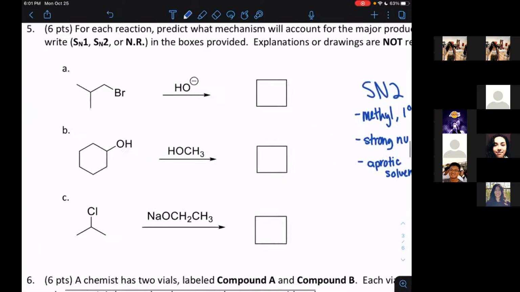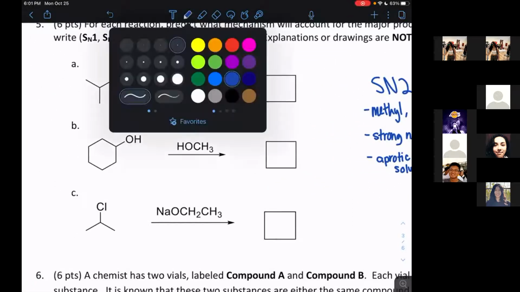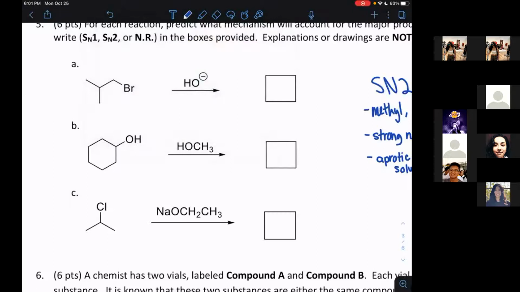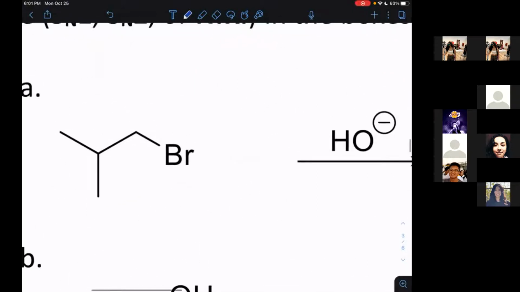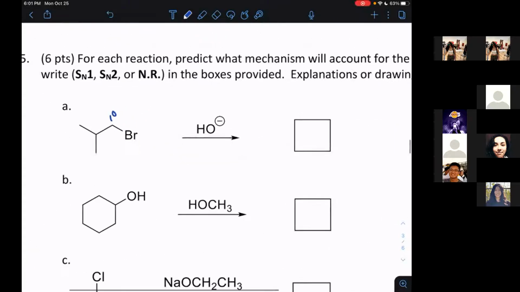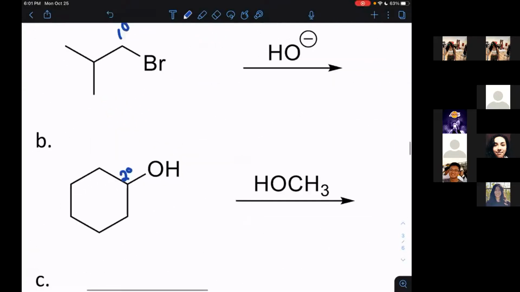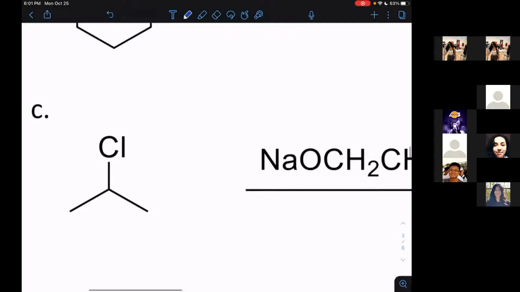So for this one, I just end up doing the carbon it's attached to first. So this one's a primary. This one will be secondary. And this one is also secondary.